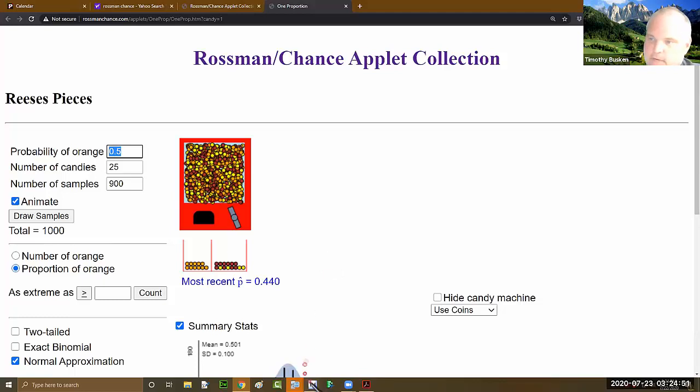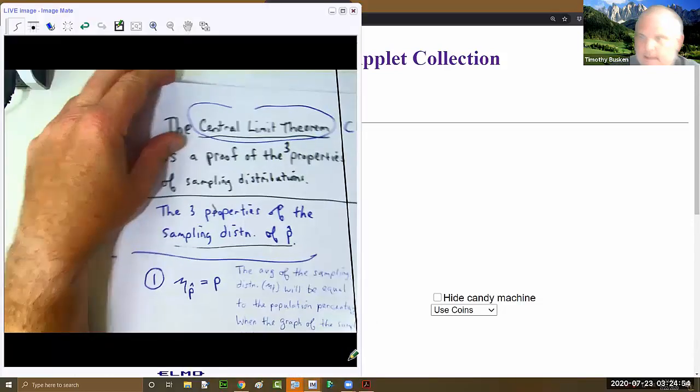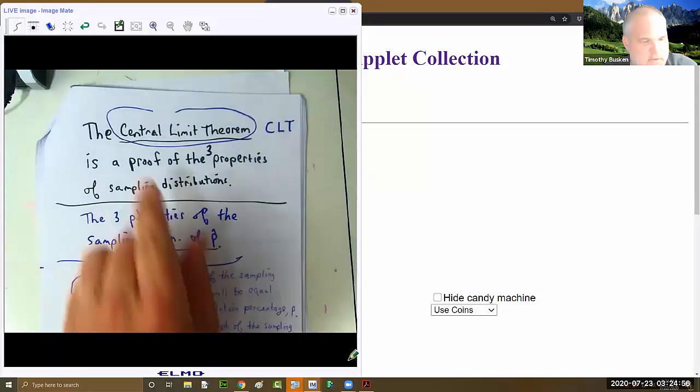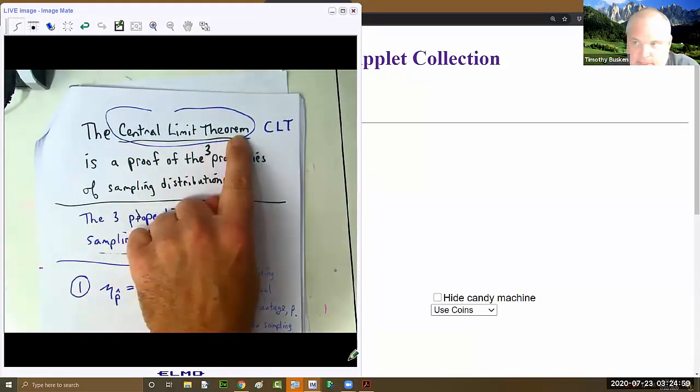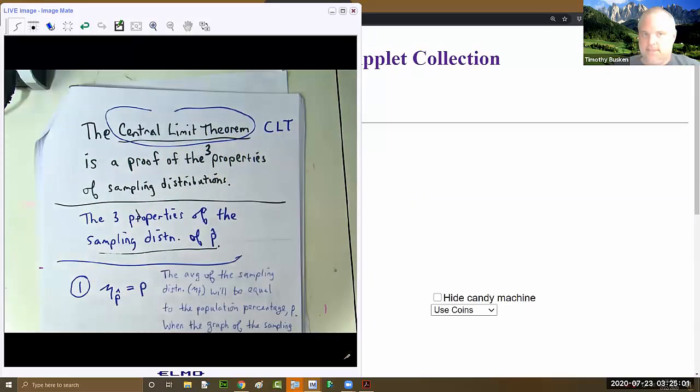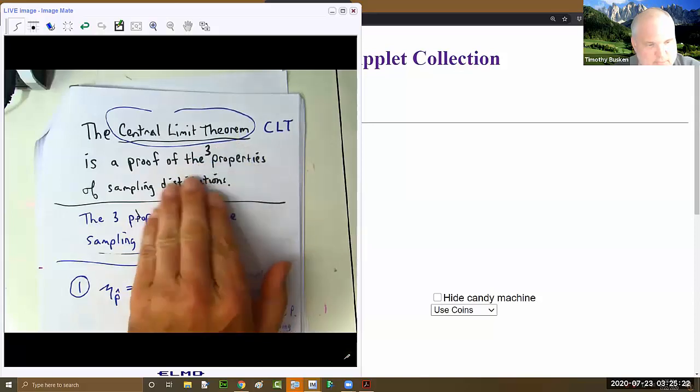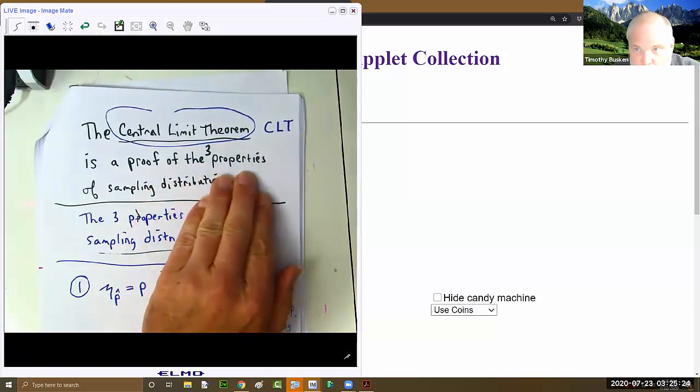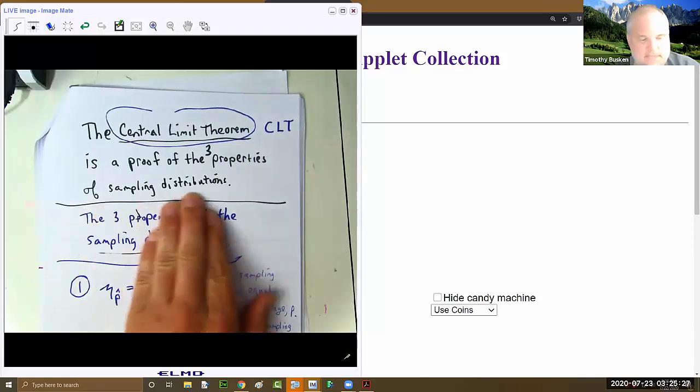Okay, so if you read in your book, this textbook gives no mention of what's called the central limit theorem, or CLT. The proof is not in this book, and you'd be hard pressed to find it in a lot of books that are higher up. But you can find proofs of the central limit theorem, and this theorem is a proof of the 3 properties of sampling distributions.